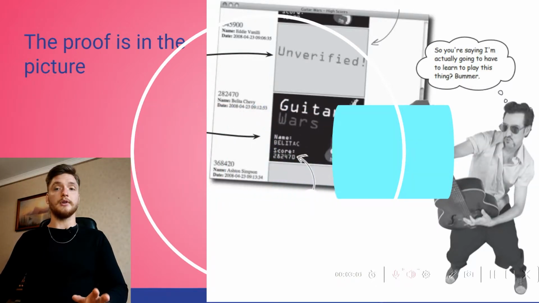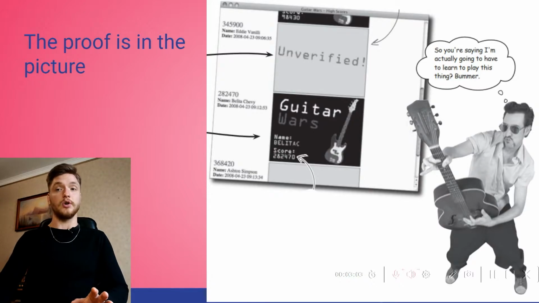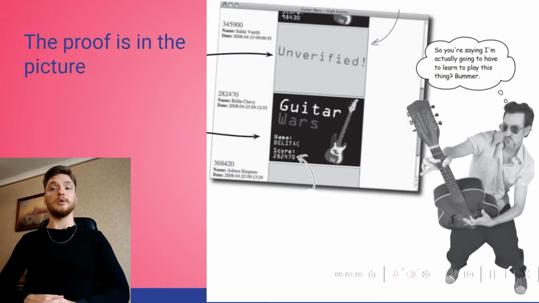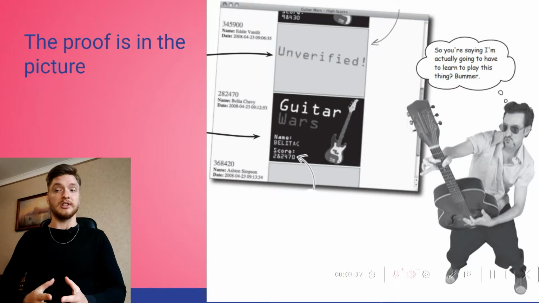Visual verification of a high score is what we need to determine who is for real and who isn't. So the Guitar Wars application needs to allow users to submit a screenshot of their high score when posting their score. This means the high score list will not only be a list of scorers' names and dates, but also a list of images, screenshots.